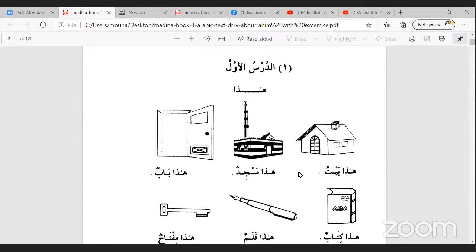Next thing, hadha masjidun. This is a masjid. Sometimes they translate it as mosque, but I don't like the word mosque. Masjid sounds better. Beautiful. Hadha masjidun.